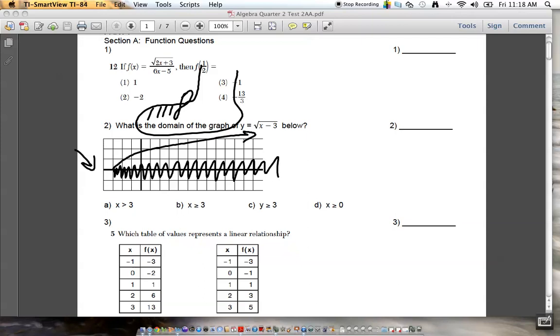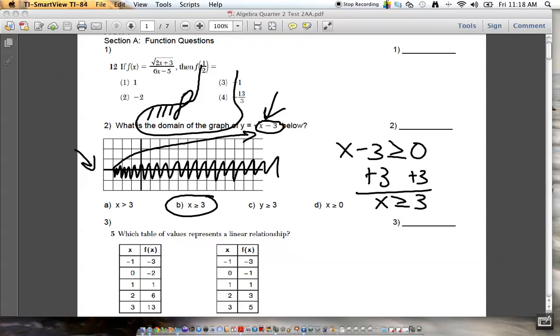What part of the x-axis is covered? What domain values are there? It's everything that is bigger than or equal to 3. So that's choice B, x is greater than or equal to 3. Now there's another way to do this. We know with square roots that there's a problem if I get a negative under that radical. It produces imaginary numbers. So I can just take what's under the radical, namely x minus 3, and write that it has to be greater than or equal to 0, and then solve. And I get x is greater than or equal to 3.